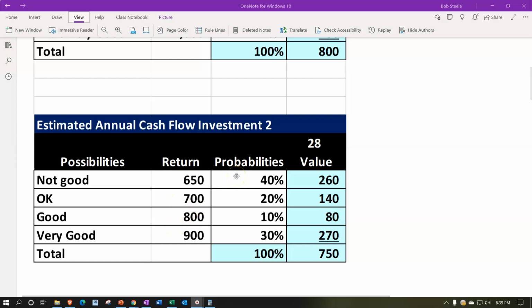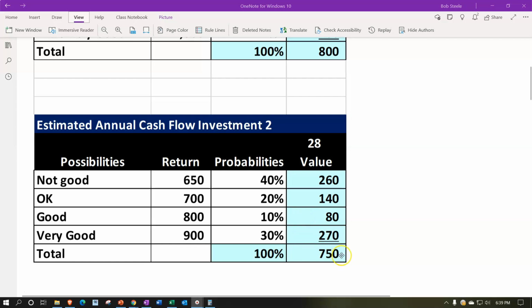We have now assigned the probabilities that are going to be different this time. This is something we just came up with. This is something that we gave our best guess on. This is one way to structure our thought process, that being the 40%, the 20%, the 10, and then the 30. So 650 times 40% is going to give us the 260, 700 times 20% gives us the 140, 800 times 10%, the 80, 900 times 30%, the 270.